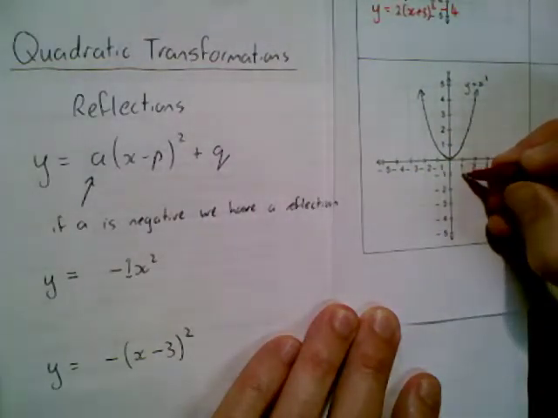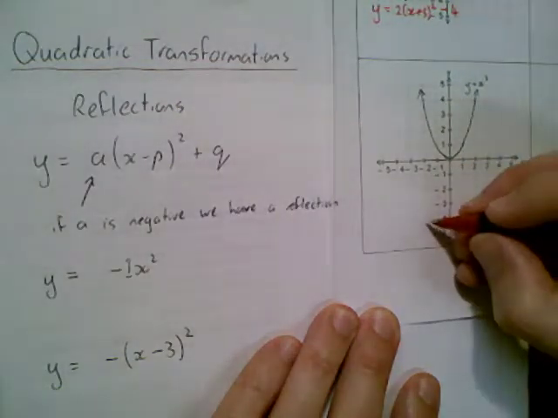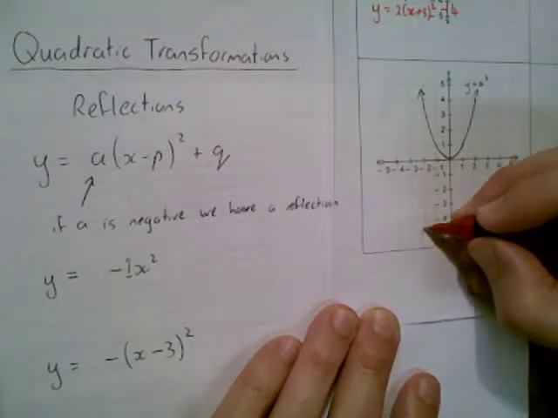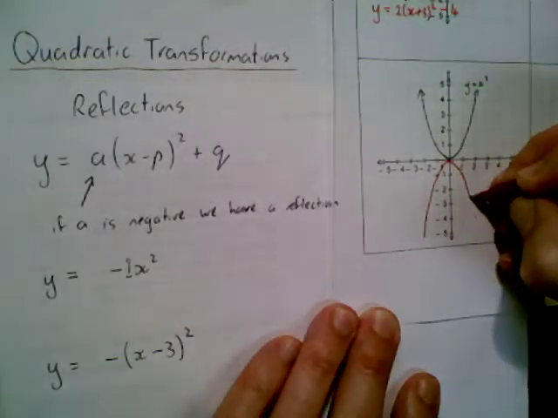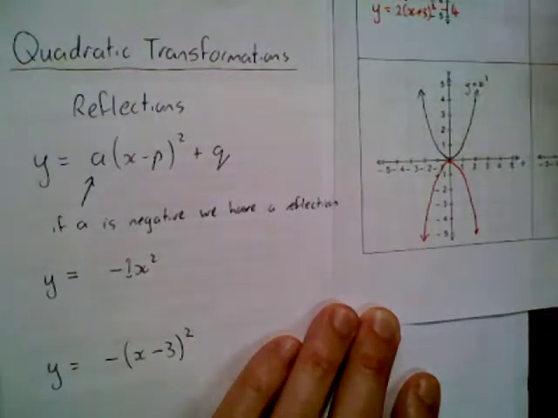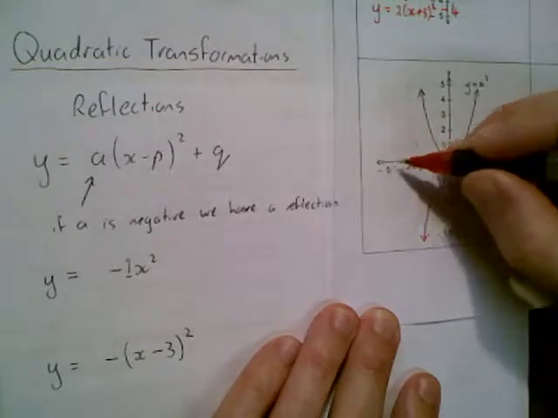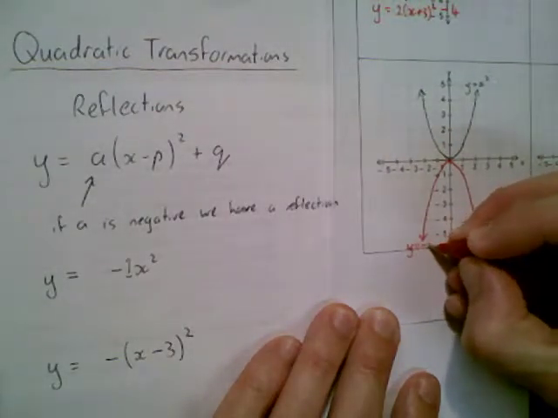We're going across 1 down 1 this time instead, across 2 down 4, to locate our parabola. So what we can see here is that the shape of the parabola is exactly the same as the parabola for y is equal to x squared, except that it's reflected about the x-axis. So let's label that one y is equal to negative x squared.